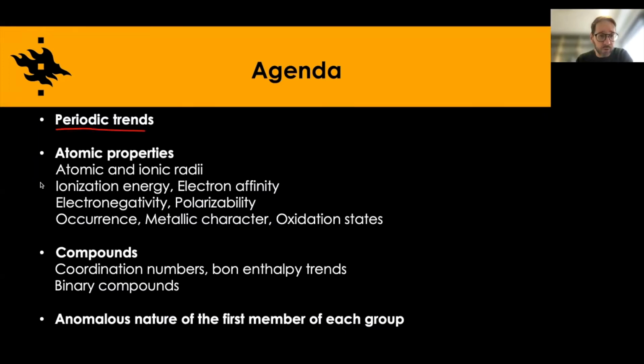Then we will focus on the description of several atomic properties across the periodic table, such as atomic and ionic radii, ionization energy, electron affinity, electronegativity, polarizability, occurrence, metallic character, and oxidation states. Then we will switch to the description of compounds, or how these periodic trends affect elements in compounds. We will discuss trends in coordination numbers, bond enthalpies, and some of the main binary compounds for several elements. Then we will finish by describing the reasons why the first member of each group has markedly different properties relative to the other elements of the group. This is called the anomalous nature of the first member of each group.